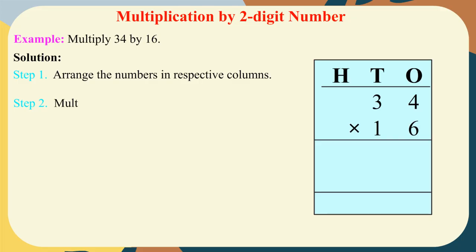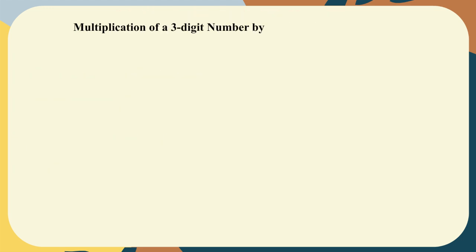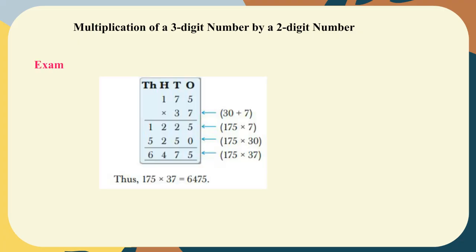Step 2. Multiply 34 with 6 ones. Step 3. Multiply 34 with 1 ten. Step 4. Add the two products. 204 plus 340 is equal to 544. Multiplication of a three-digit number by a two-digit number. Example, multiply 175 by 37. Solution. Thus, 175 multiplied by 37 is equal to 6475.